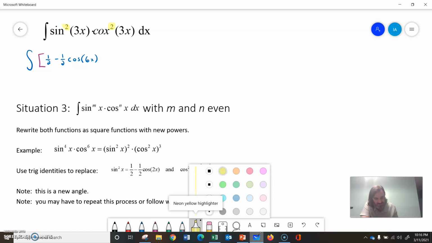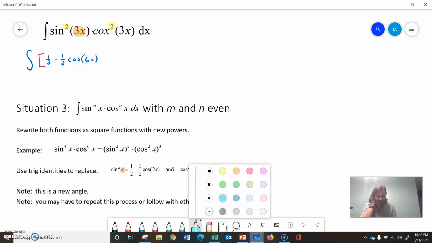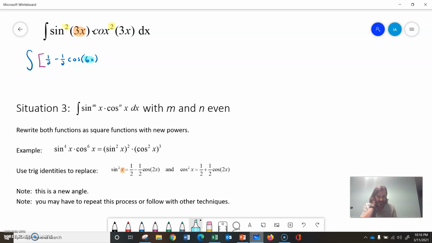Okay, so let me use a different color here that might help you identify that. It was 3x in the formula I'm given, but in my identity it's just x, and then when you move over it gets doubled. Okay, and the same thing is going to happen with the cosine. The square is no longer there, but the cosine squared will turn into 1/2 plus 1/2 cosine of 6x. There we go.